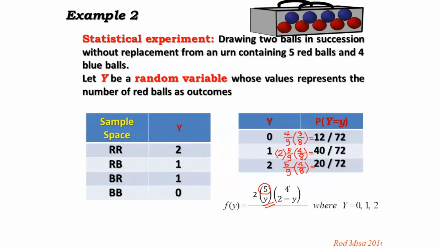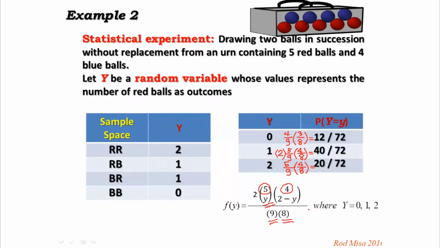But this is multiplied by the combination of 4 taken 2 minus y at a time, since we have 4 blue balls in the urn. And you choose here 2 minus y balls, which depends on how many balls you choose from the red balls, and this is subtracted from 2 since we need to draw only 2 balls here. The denominator is 9 times 8 since you will be drawing in succession 2 balls from this urn. So during the first draw, you can choose any of the 9 balls in the urn, times 8 remaining balls during the second draw.